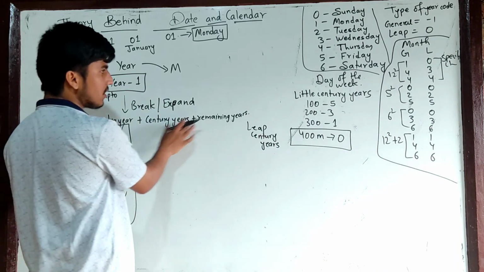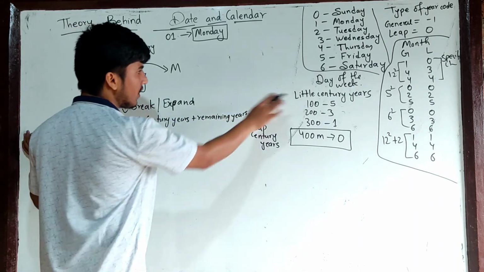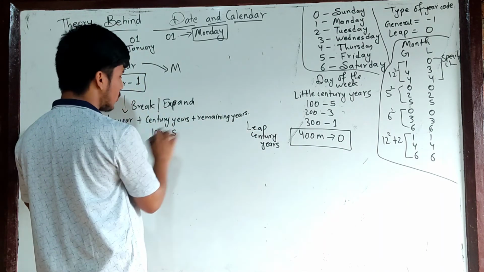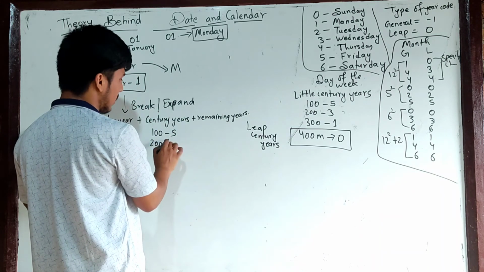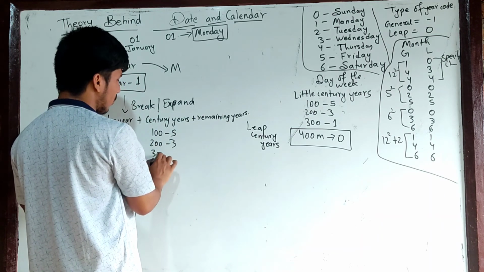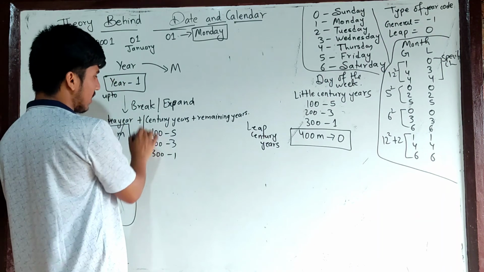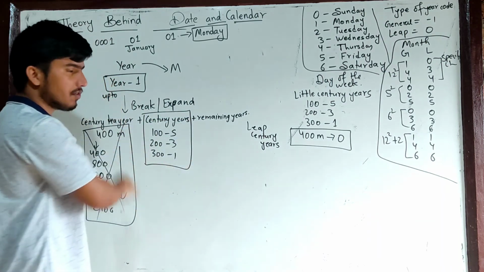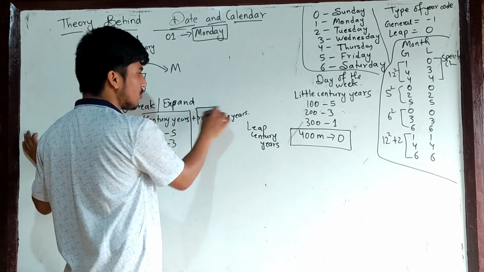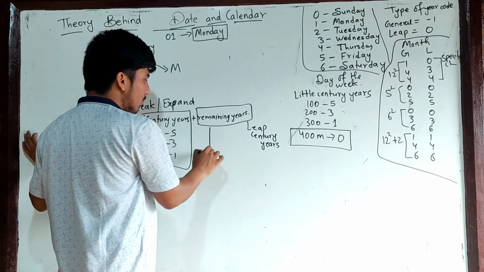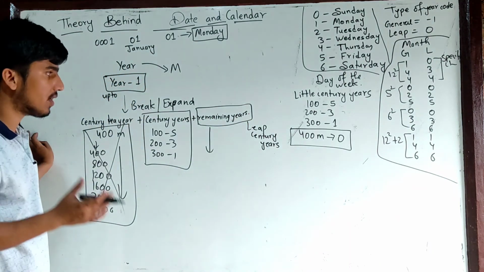For century years, if the century year is 100, we have the code 5. If it's 200, then we have the code 3. If it's 300, then we have the code 1. We are already fixed about the century years. Now the problem lies with the remaining years.